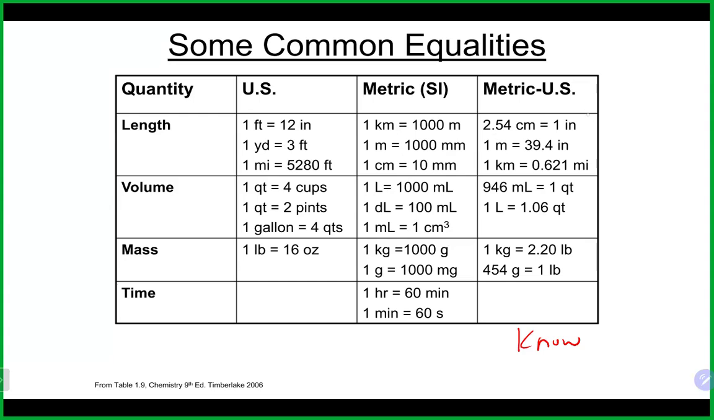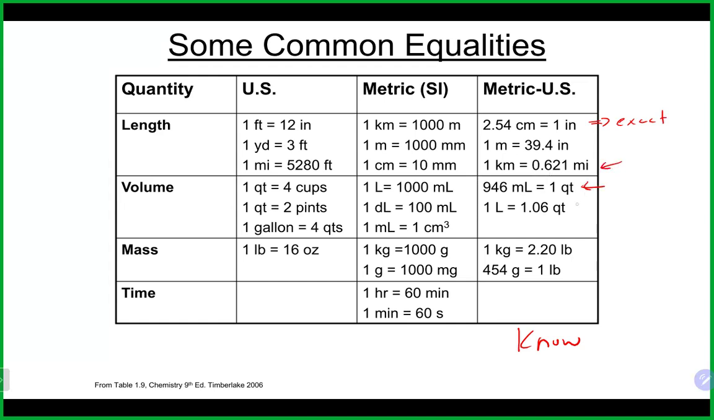And these are the ones that cross over between metric and US measurements. 1 inch is exactly 2.5 centimeters. So that is an exact conversion. 1 meter is 39.4 inches. 1 kilometer is 0.621 miles. By the way, this does pop up a lot.